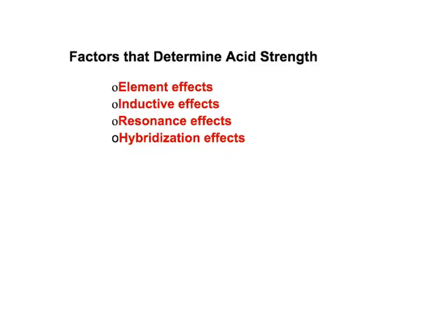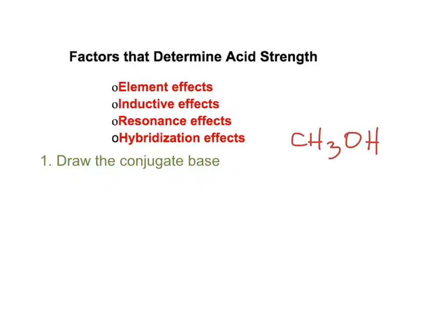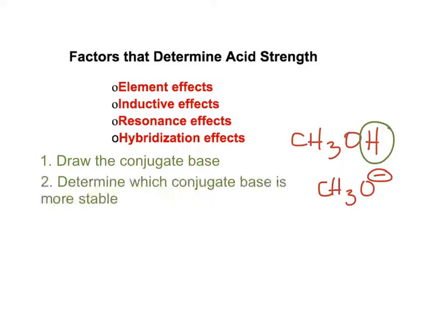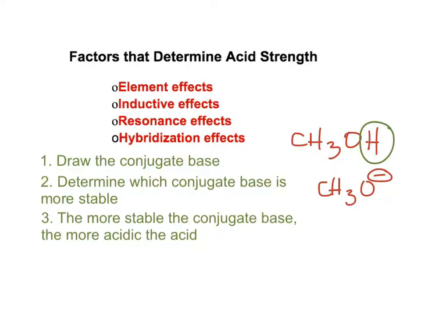To compare the acidity of two acids, number one, we will always draw the conjugate base. Now, how to draw the conjugate base? As an example, let's write methanol, CH3OH. Remove the acidic hydrogen and write the negative charge, so it will be CH3O-. With the conjugate base in hand, number two will be to determine which conjugate base is more stable. And finally, the more stable the conjugate base, the more acidic the acid is.